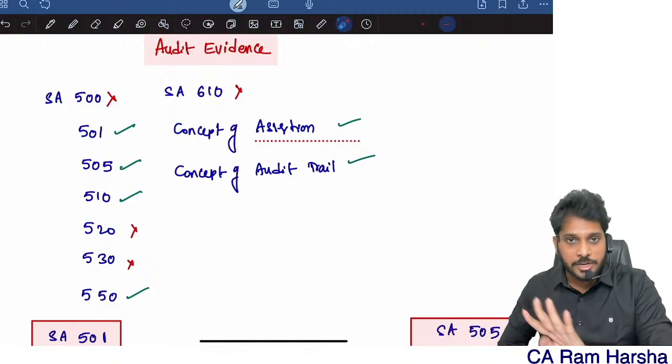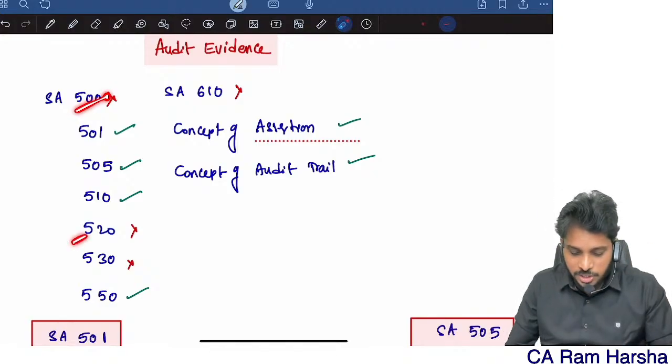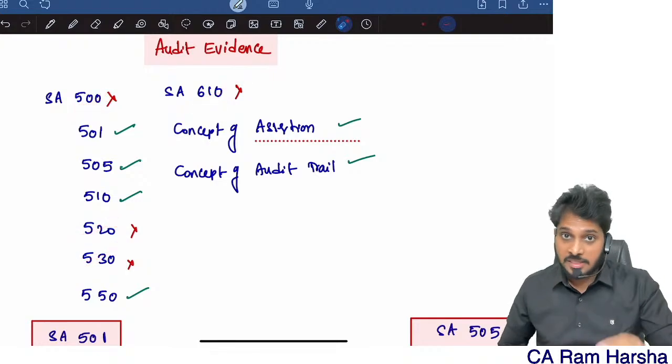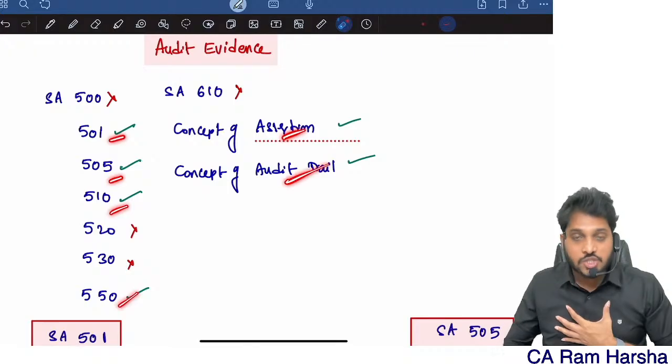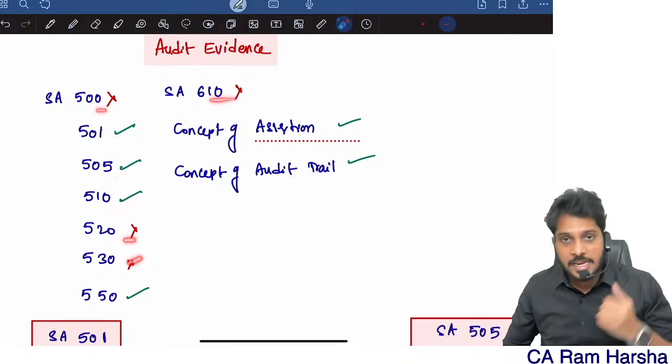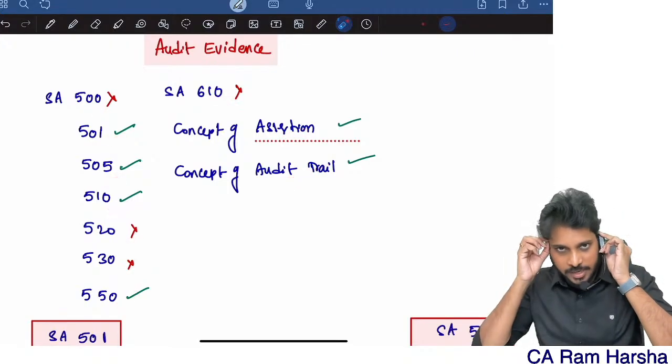4 standards I'm not at all touching in this revision. 500 I'm not touching, 520, 530, 610. They are equally important here, but in a revision class, I'm only covering these topics. Whatever I'm not highlighting, whatever I strike off, that I'm not covering in the revision session.